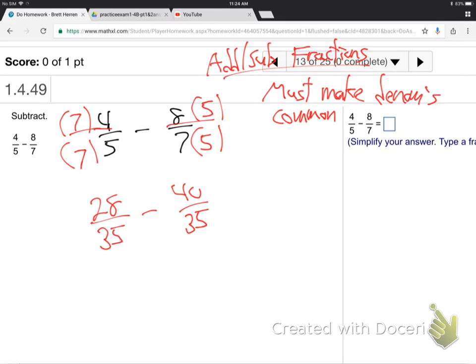Now we can subtract them. Now they're the same denominator. And the denominator, we don't do anything with that. That just remains common. Subtract numbers on top. 28 minus 40 is minus 12. There we go. Oh, and it's not reducible though, is it? Yeah, I was thinking maybe, but no, nothing goes into 12 and 35, so we're just done right there.